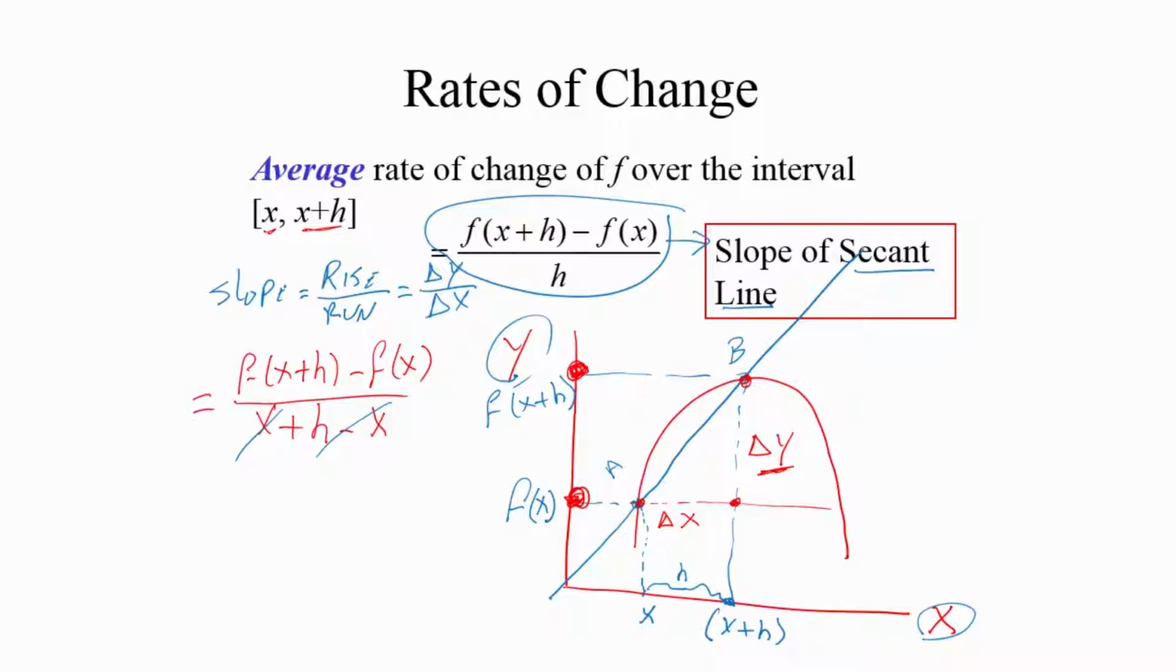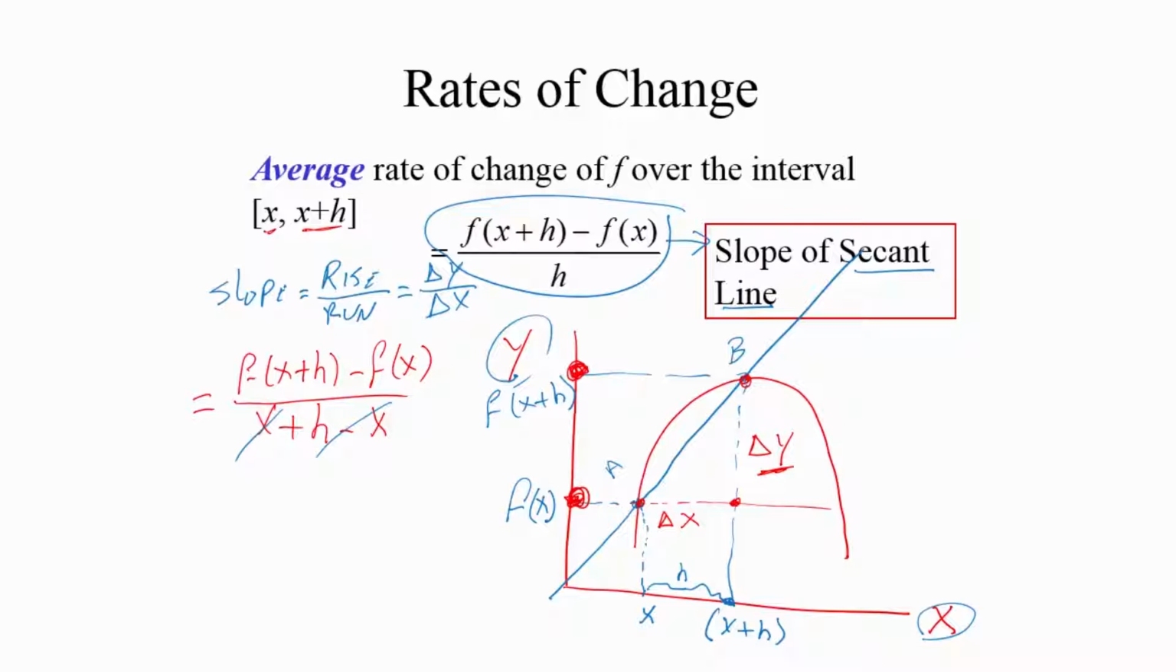Okay, so if you take any 2 points on a curve and connect them together, that is a secant line. And the slope of that secant line shows the average rate of change between the 2 points. Right?